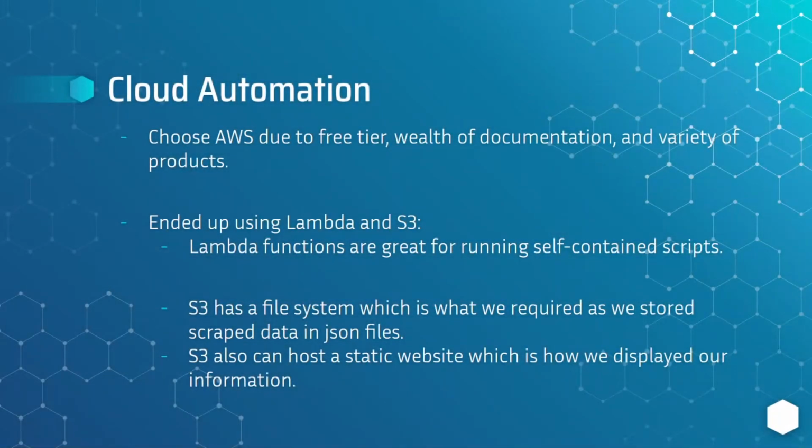From the beginning, we knew that we wanted to have some sort of cloud automation. We wanted to make sure that it was end-to-end and that once we set it up, it could run without our intervention. And we chose AWS as a cloud platform of choice. We were looking at both Azure and Google Cloud as well as a few others, but we did end up choosing AWS due to its generous free tier, its wealth of both internal and external documentation, and the variety of products and services that it offers.